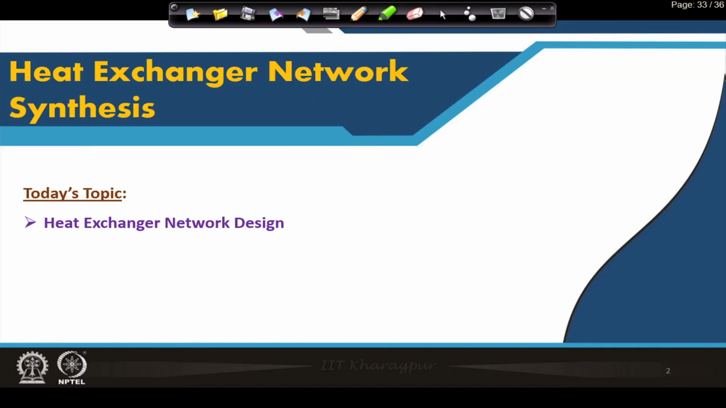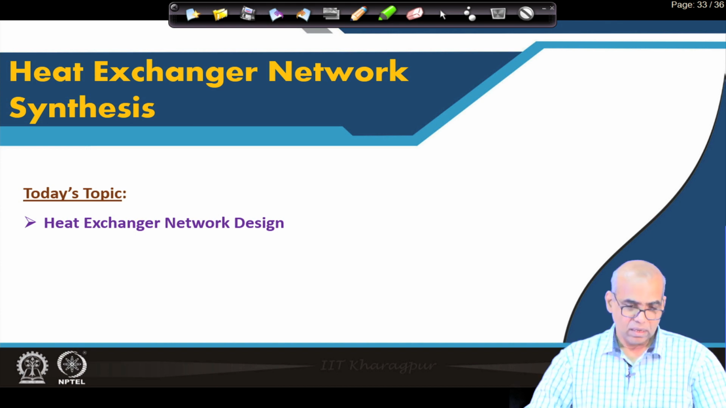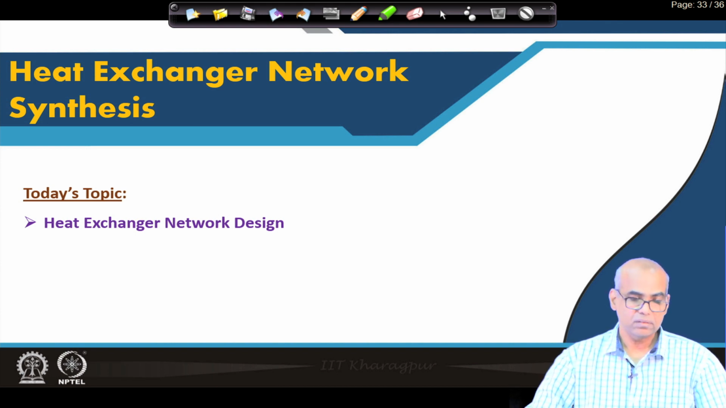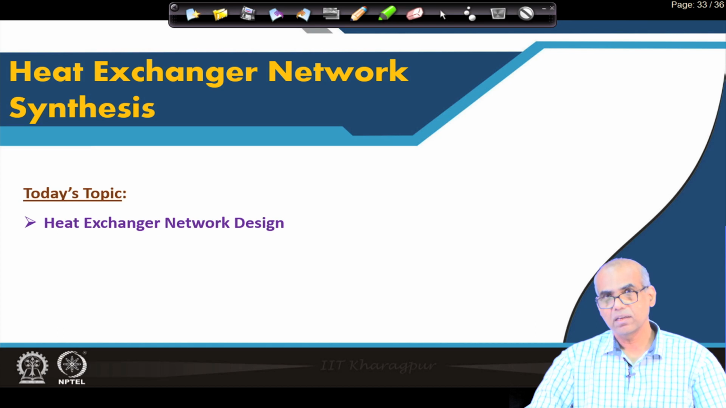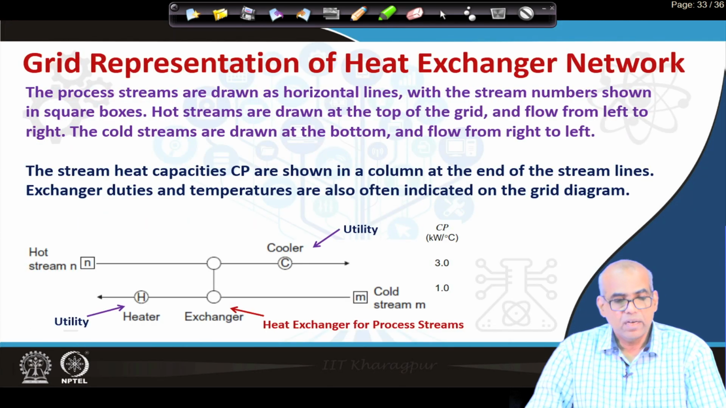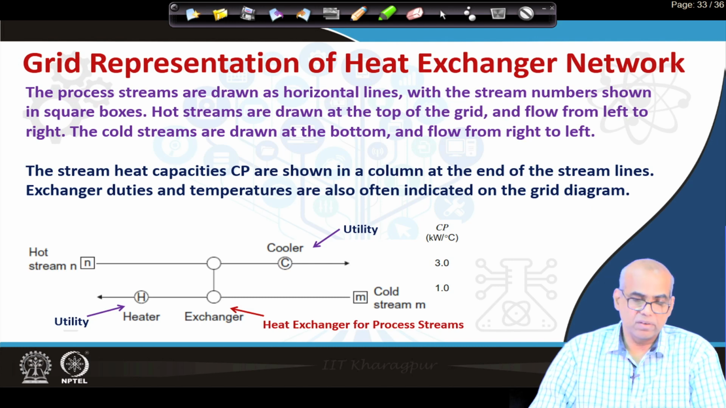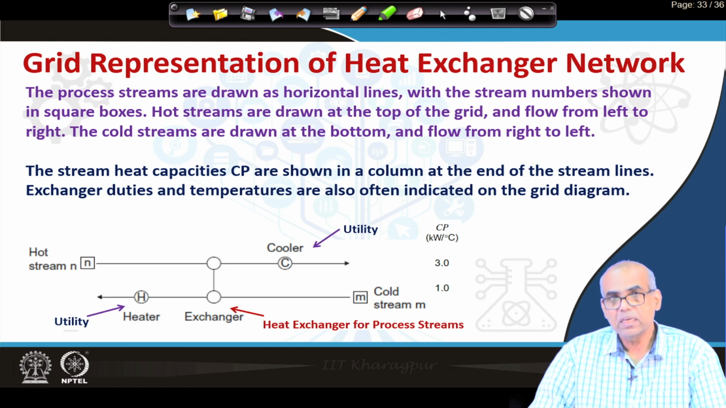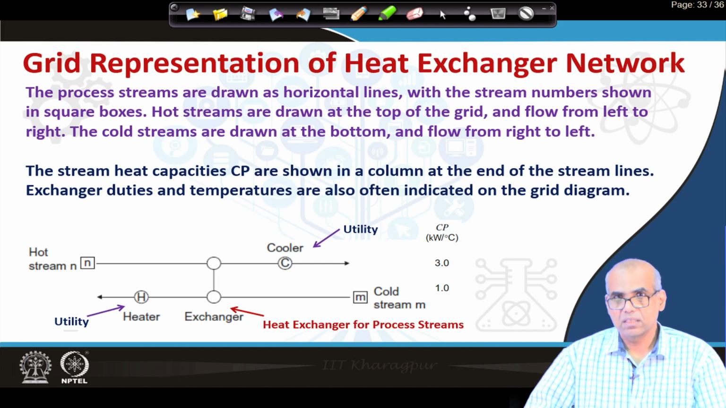So, let us go through a very basic example of heat exchanger network design. First, let us talk about grid representation. How do you represent these process streams? How do you represent heaters, coolers? How do you represent the exchanger that will allow heat recovery, exchanges of heat between 2 process streams?